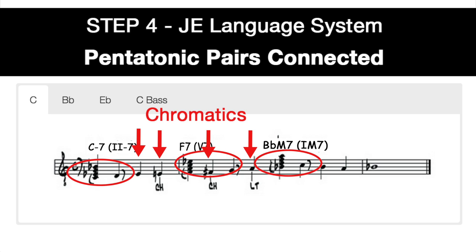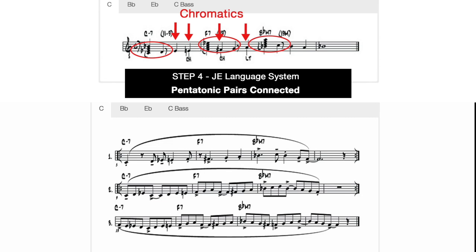When you've acquired the skills necessary to creatively incorporate the major and minor sounds into your blues, you can consider yourself well on the way to becoming a real player. The blues just ain't the blues without those sounds. Now we'll connect the pentatonic pairs with chromatics in 12.1, creating learning step number 4 in the Jazz Language System.